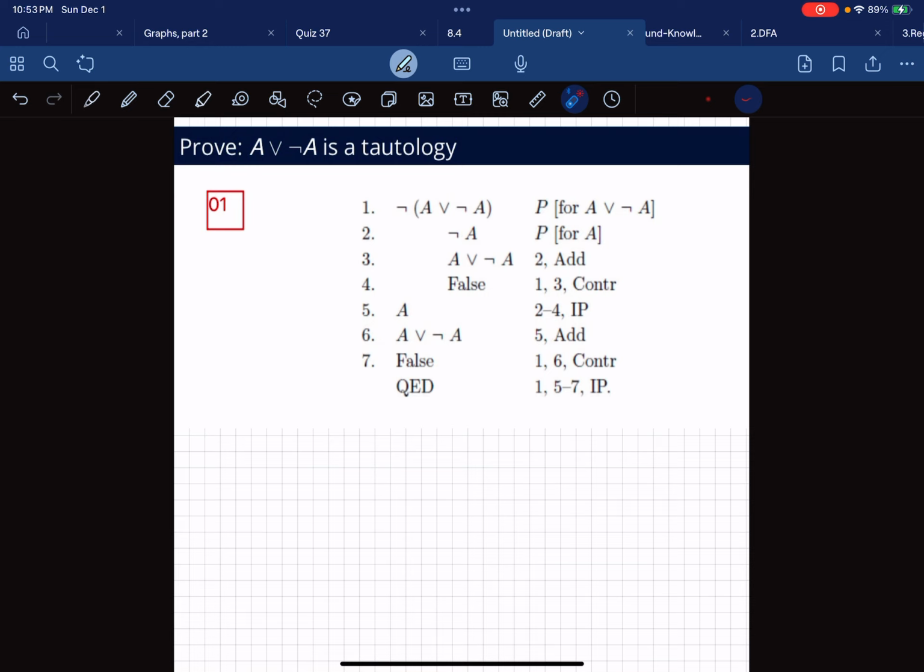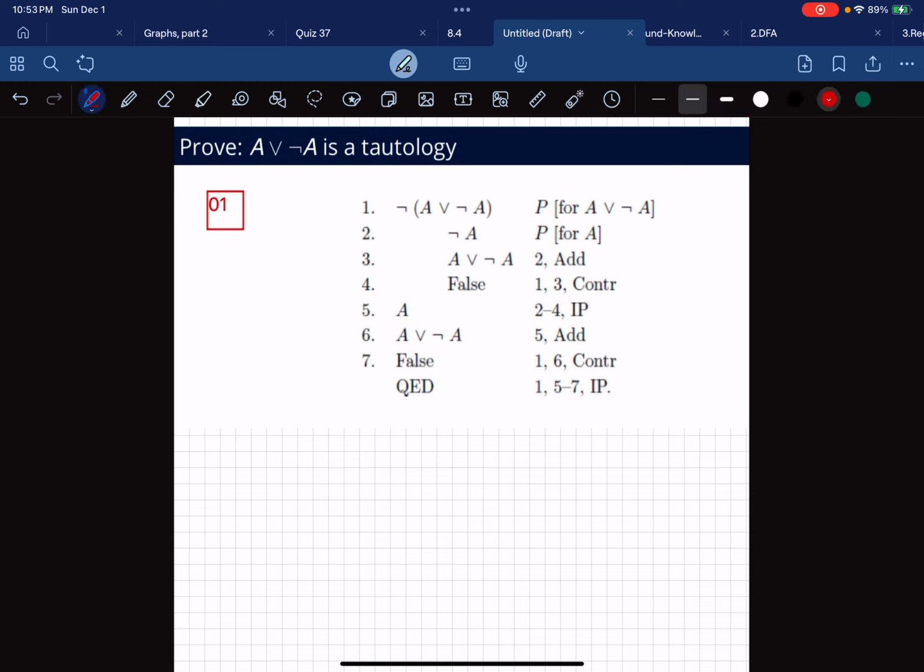For my presentation, I was assigned example 1. In this example, we have to prove that A or not A is a tautology. To prove that this is a tautology, we're going to use the proof rules. So I'm going to go through these steps to prove this.